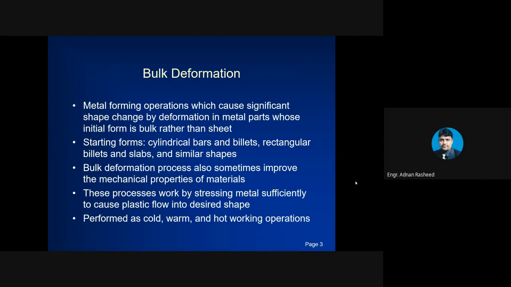But you have seen that in cold working, strength is increased while ductility is decreased, while in hot working the ductility is increased and the metal can be easily shaped. So these processes work by stressing metal sufficiently to cause plastic deformation into desired shapes. All these were discussed in previous lectures. They are performed as cold, warm, and hot working operations.